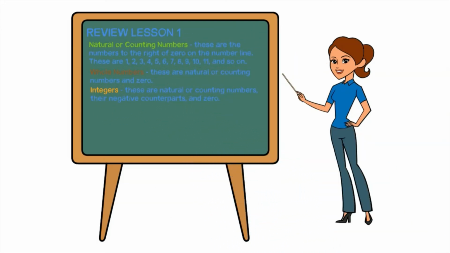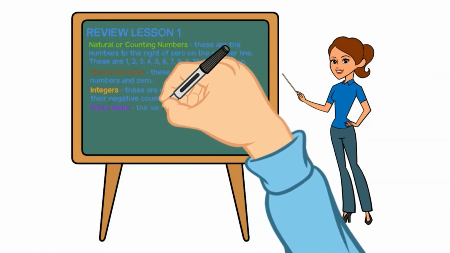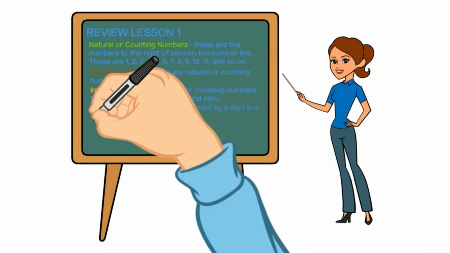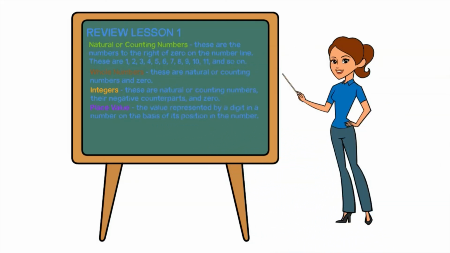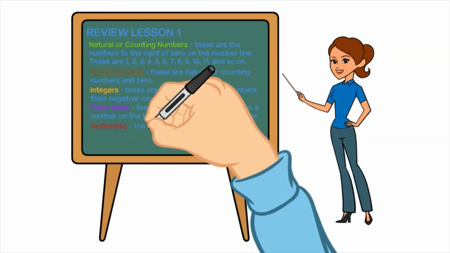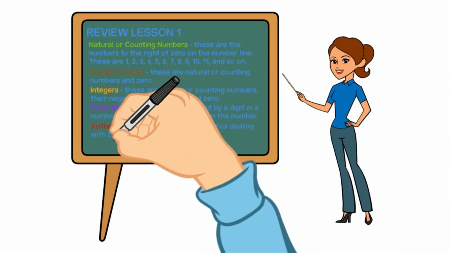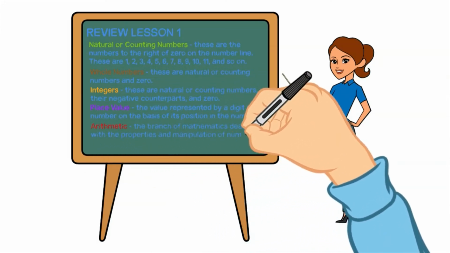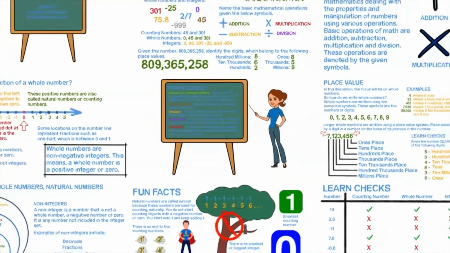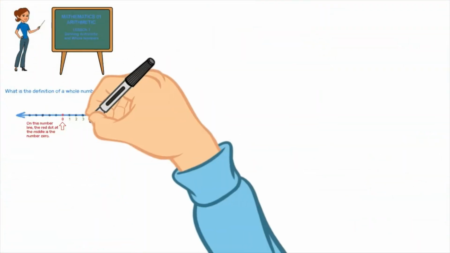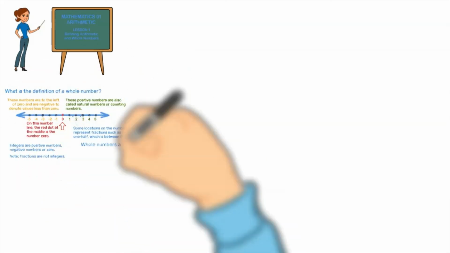Place value. This is the value represented by a digit in a number on the basis of its position in the number. Arithmetic. The branch of mathematics dealing with the properties and manipulation of numbers using various operations. That ends Arithmetic Lesson 1.